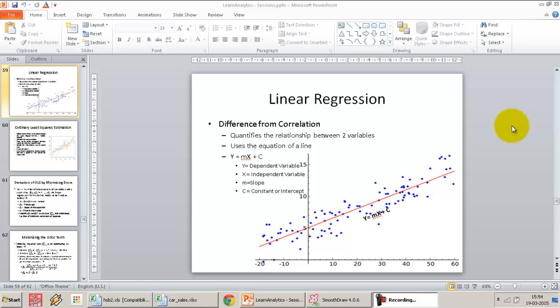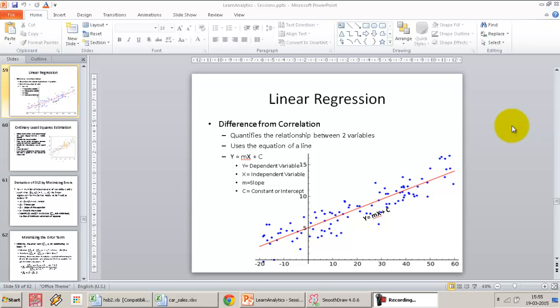Hi and welcome back. We're going to be continuing from our previous topic, which was correlation, and move into regression. More specifically, we're going to talk about linear regression and ordinary least squares in the next few videos.